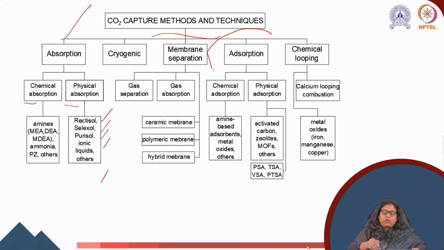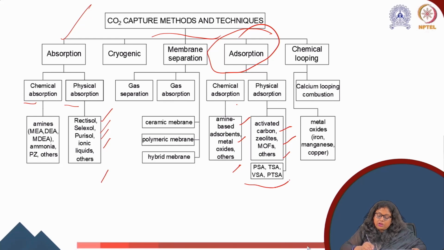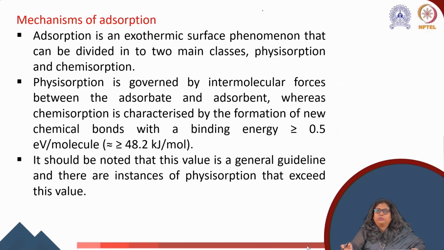So moving on, now we have reached adsorption, and I am going to talk about physical and chemical adsorption. Under chemical adsorption we have amine based adsorbent, metal oxide and others. Similarly, under physical adsorption we have activated carbon, zeolite and others, and along with that we have the regeneration unit, a temperature swing apparatus and a pressure swing device. So we are going to talk about adsorption.